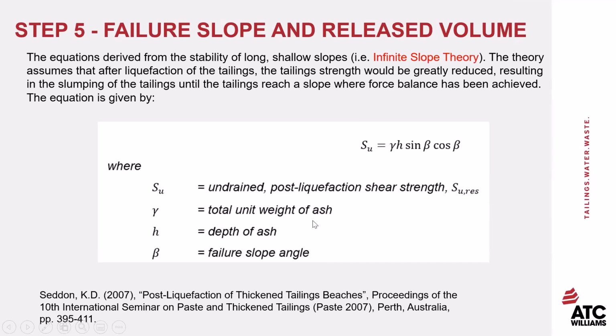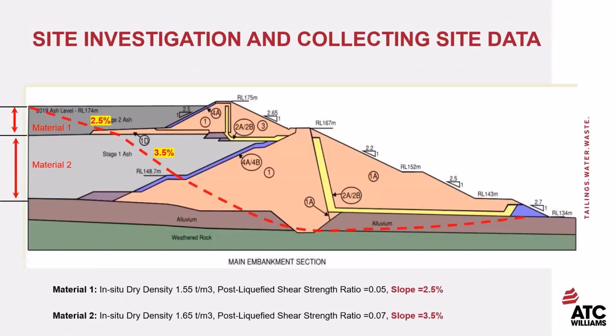The equations, as you can see on the screen, and the reference paper for that is by Kit Seddon in 2007. You can go and study it further if you are interested. But essentially, the post-liquefied slope of the failure surface is beta, and it is a function of undrained post-liquefied shear strength and the total unit weight of the ash or tailings, depending on what you're studying, and the vertical strength.